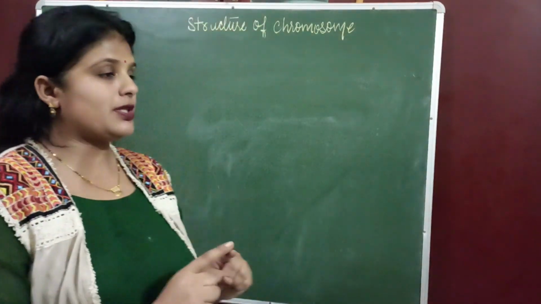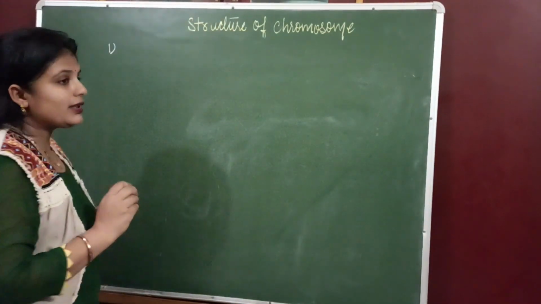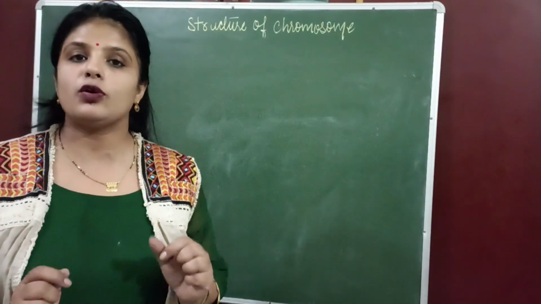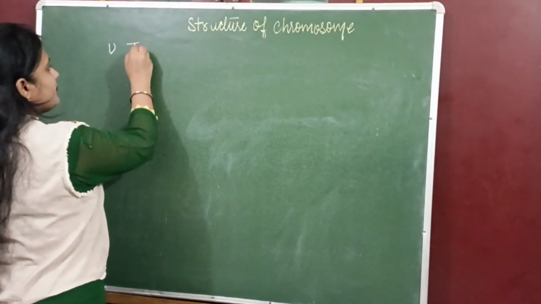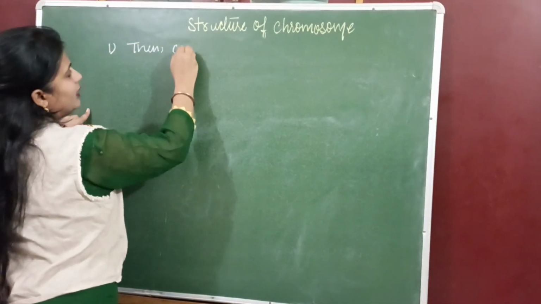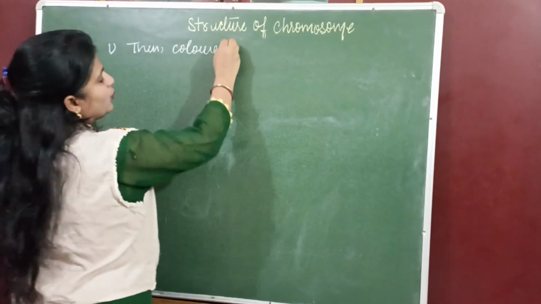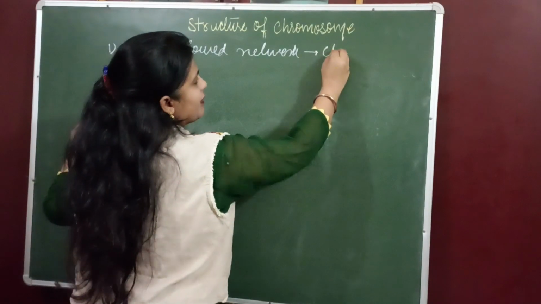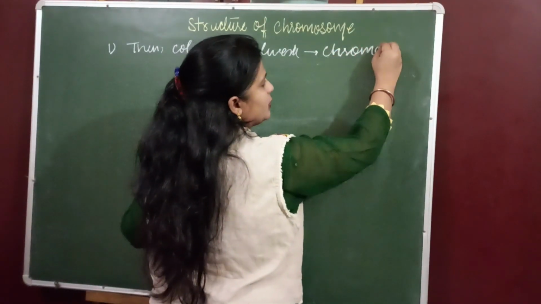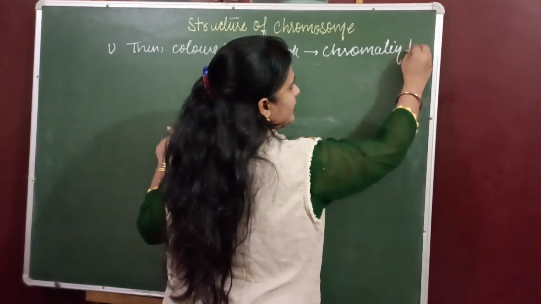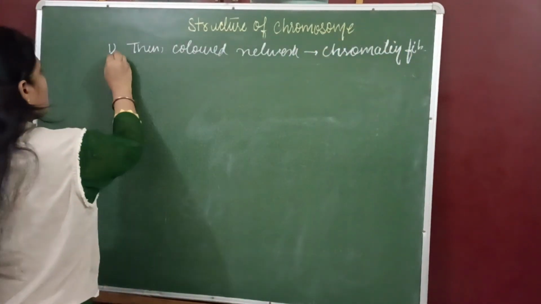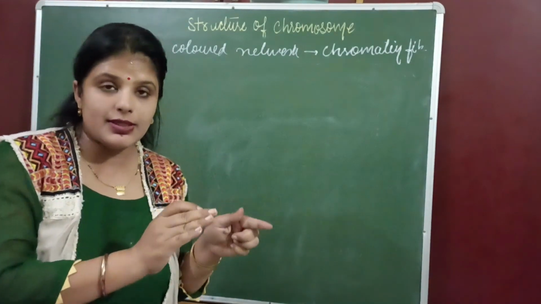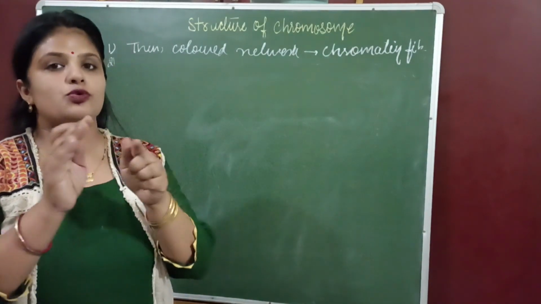The very first question, which is very important: during the interphase a thin colored network is visible, that is called chromatin fiber. This chromatin fiber is visible during interphase only, right? Now this chromatin fiber condenses and forms chromosome when the cell enters from interphase to prophase.